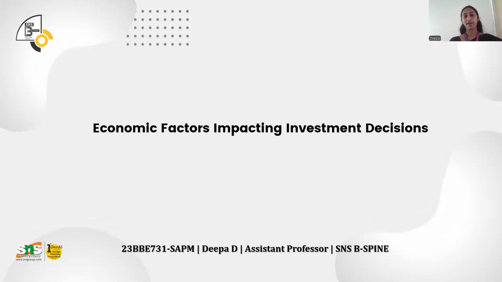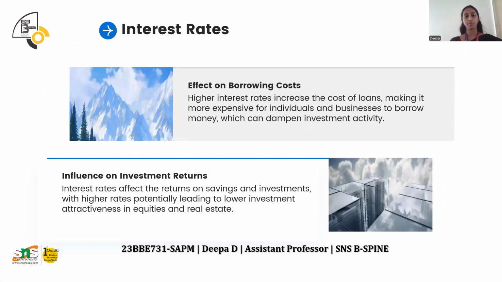Next is economic factors impacting investment decisions. The first one is the effect on borrowing cost: how much loan we received from our lenders and how we are going to repay it. If it is too expensive, repaying becomes the toughest part for any individual. Next is the influence on investment returns: what returns we are going to get back after a certain period, based on your savings or your investments.